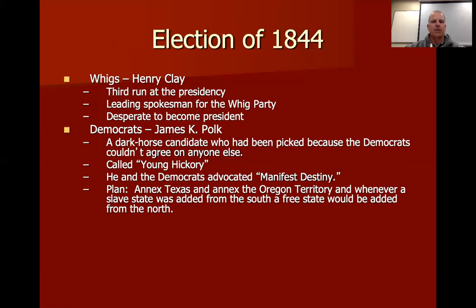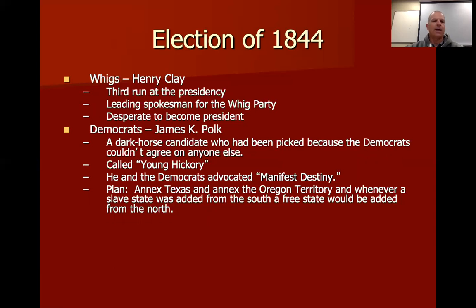So let's talk about this really, really important election of 1844, the election of James K. Polk, who was a dark horse candidate. Before this, no one really knew who the heck James K. Polk from Tennessee was. He's a Westerner, not well known. He's going up against quite possibly the most well-known politician at the time, Henry Clay.